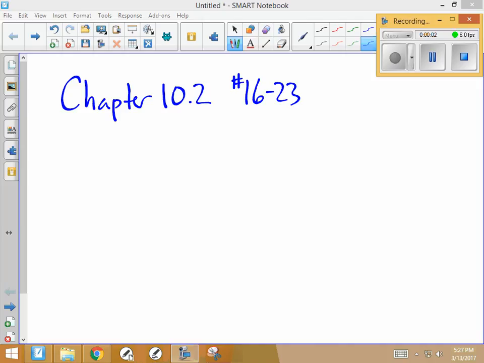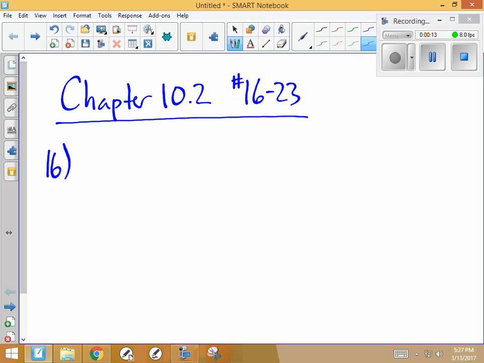Okay, so now we're going to do our homework solutions for chapter 10.2, questions number 16 through 23, starting with 16, and that's on page 318. Find the mass in grams of 4.52 times 10 to the negative 3 moles of C20H42. We're looking at 4.52 times 10 to the negative third moles.